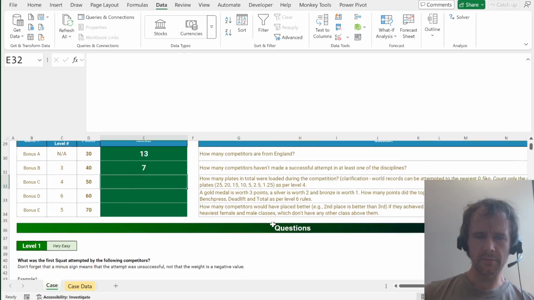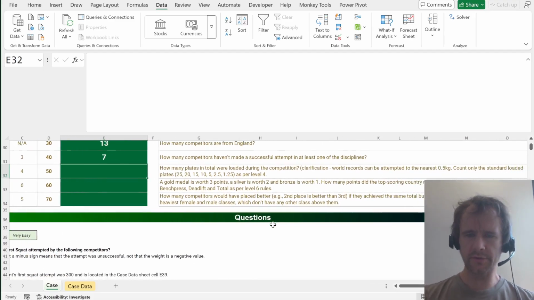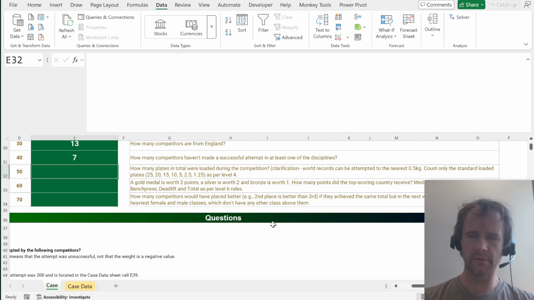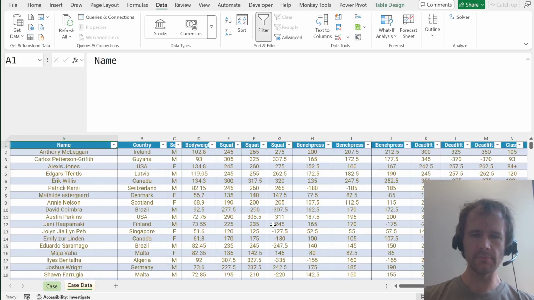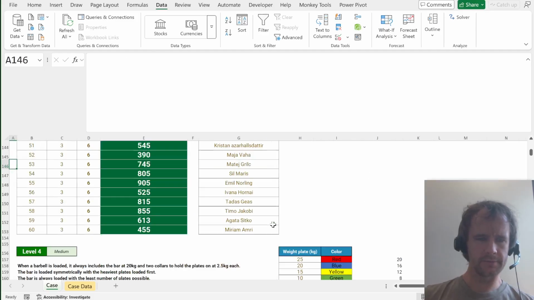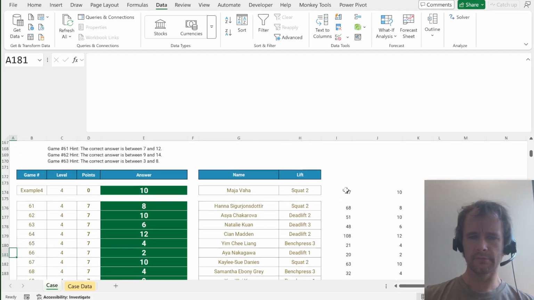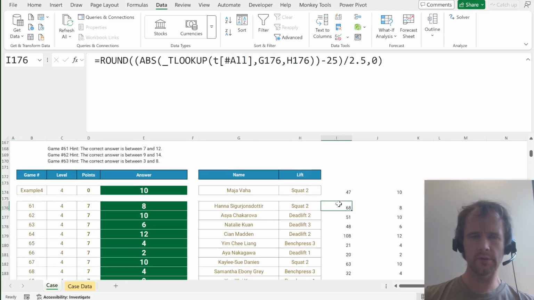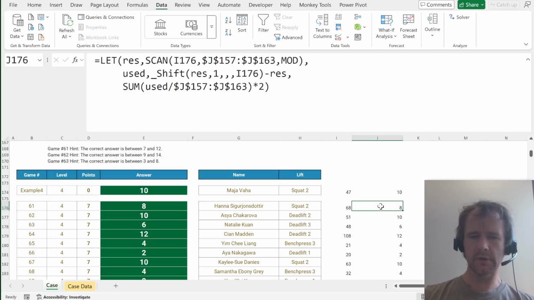That's better. How many plates in total were loaded during the competition? Clarification: world records can be attempted to the nearest 0.5 kilograms. Count only the standard loaded plates as per level 4. Okay. Okay, so get my level 4 logic, which is here and also here. Yep, fine.